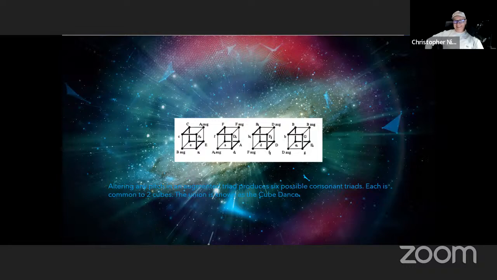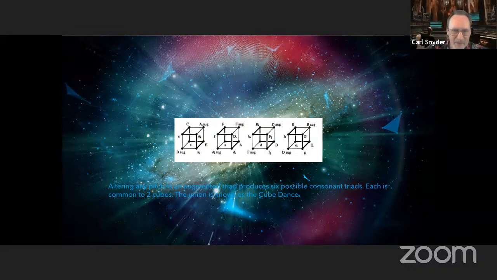Yeah, you guys are kind of quick and you're trying to get to the next step as fast as possible. So let's look at the cubes that those are constructed from first, because that was kind of a step ahead of this concept here. Alternating any pitch in an augmented triad produces 6 possible consonant triads. We just saw that in the Weitzmann regions, right? Each is common to 2 cubes. The union is known as the cube dance.